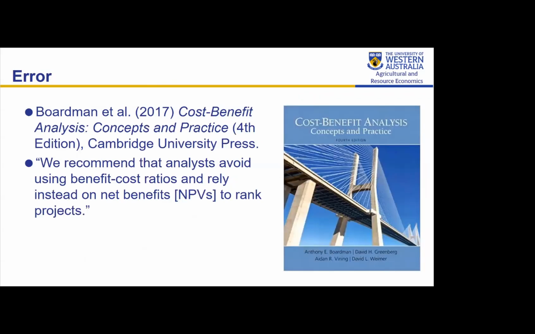And then a quote from a textbook. This is by Boardman et al., which looks to me like probably the most widely used textbook around the world now. It's certainly got a high profile. It's Cambridge University Press, so I think it should be good. But they say, we recommend that analysts avoid using benefit cost ratios and rely instead on net benefits, or in other words, net present values, to rank projects. Well, that's just wrong, right? Just flat. That's their only advice. There are no ifs or buts. It's a generic piece of advice. So that's just flat wrong.